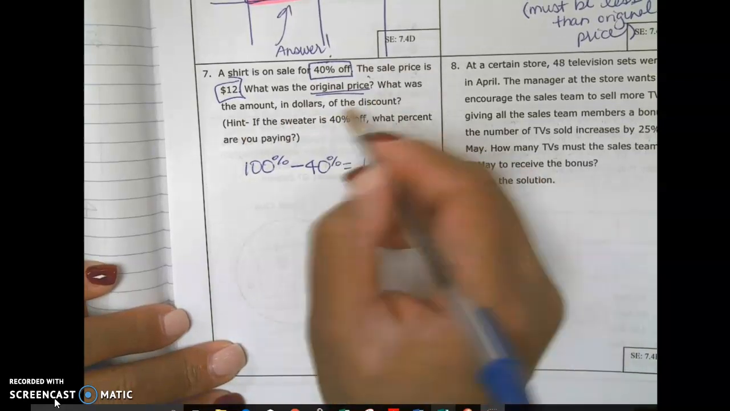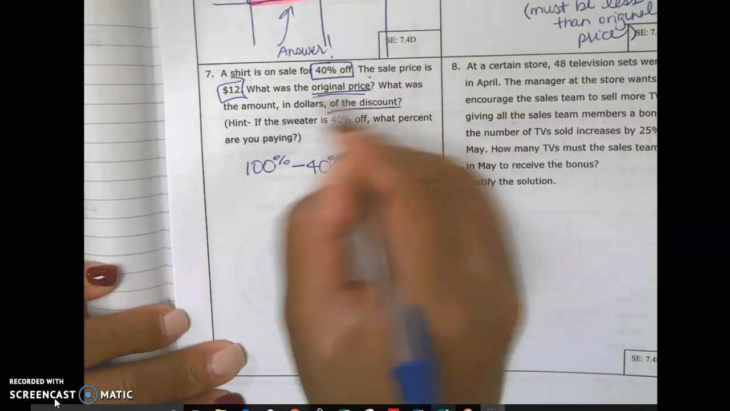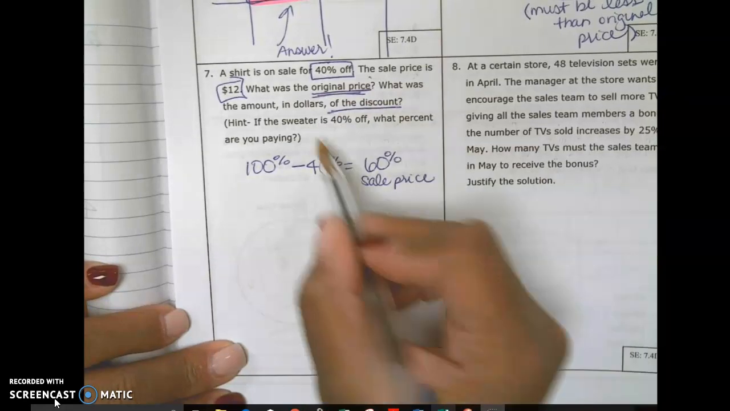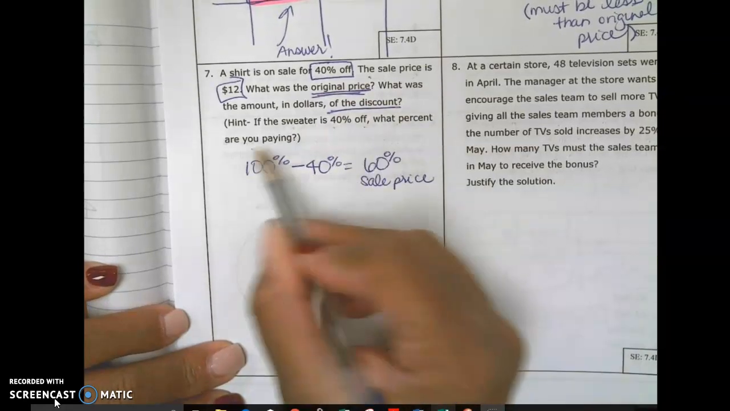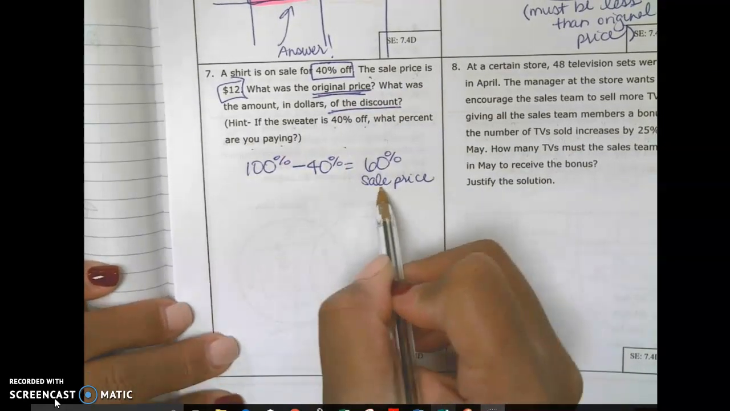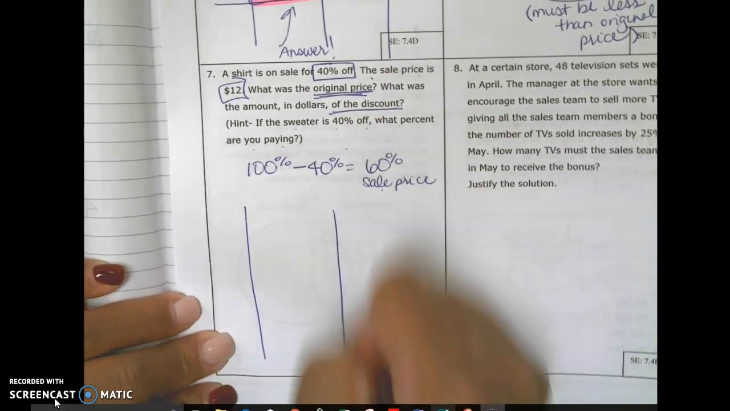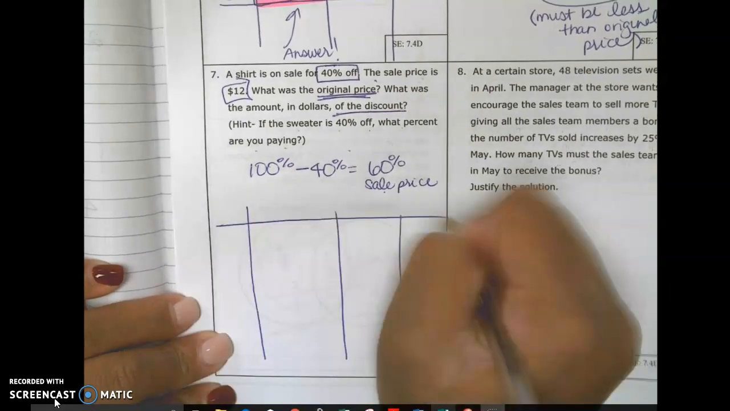So they want to know how much was taken off and where it started. Hint, if the sweater is 40% off, what percent are you paying? So I am paying 60%. Ratio table.